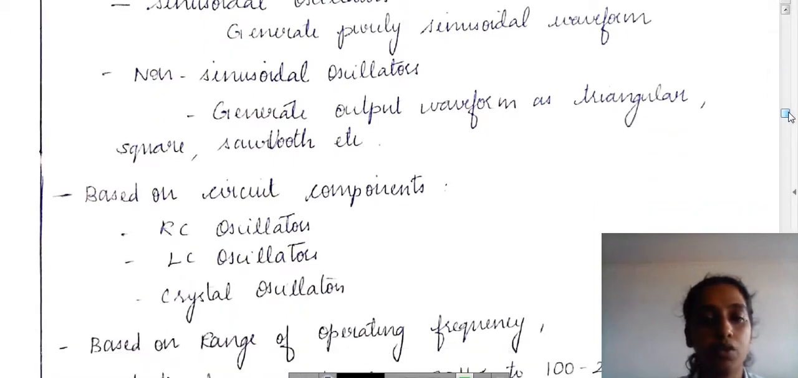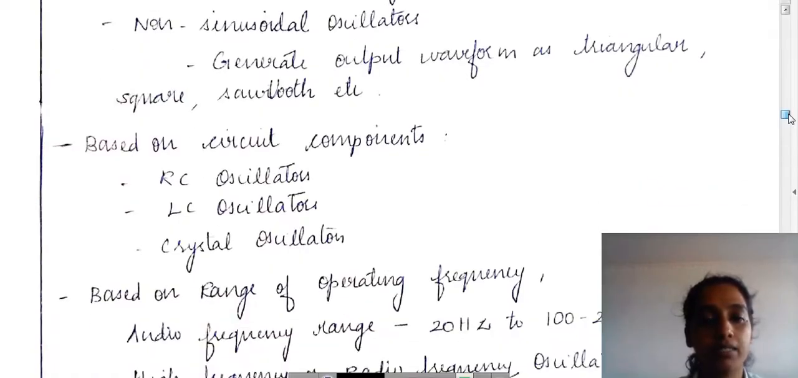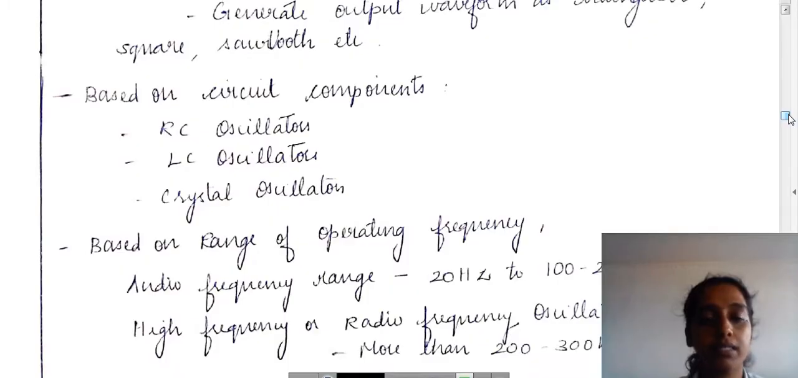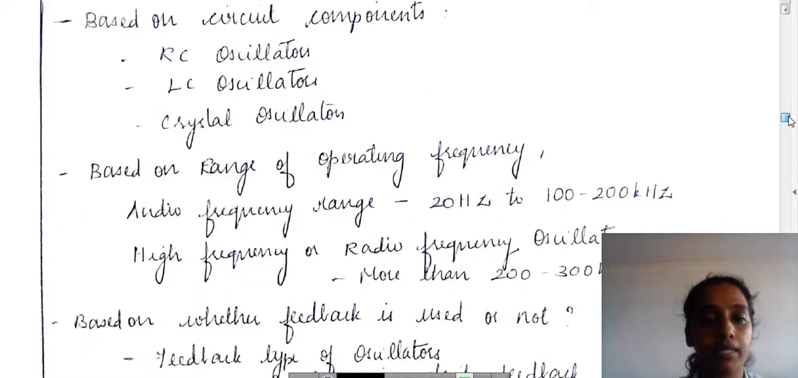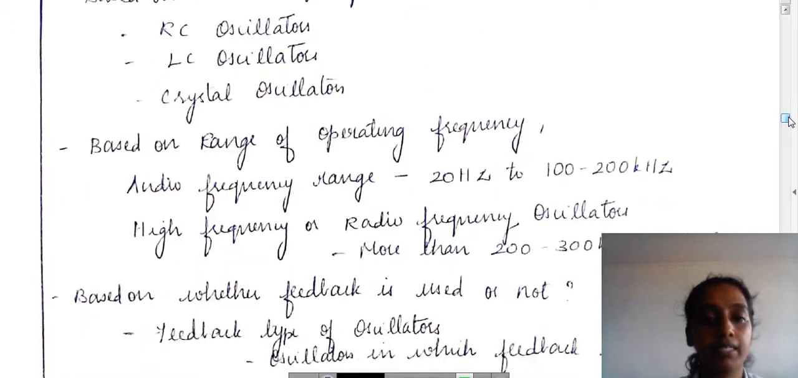Based on the circuit components, oscillators can be classified as RC oscillators, LC oscillators, and crystal oscillators. What are RC oscillators? If the circuit consists of resistors and capacitors, then it is called an RC oscillator. If the circuit components consist of inductors and capacitors, then it is called an LC oscillator. If it has a crystal, then it is a crystal oscillator.